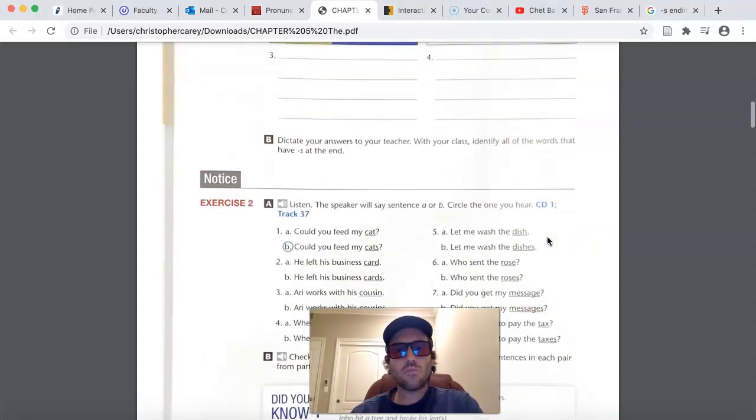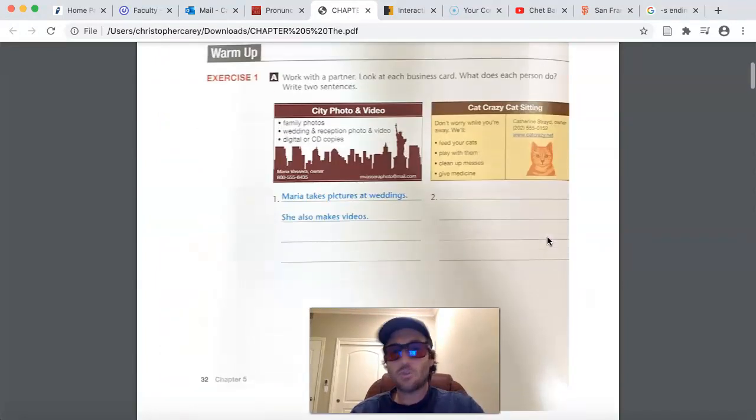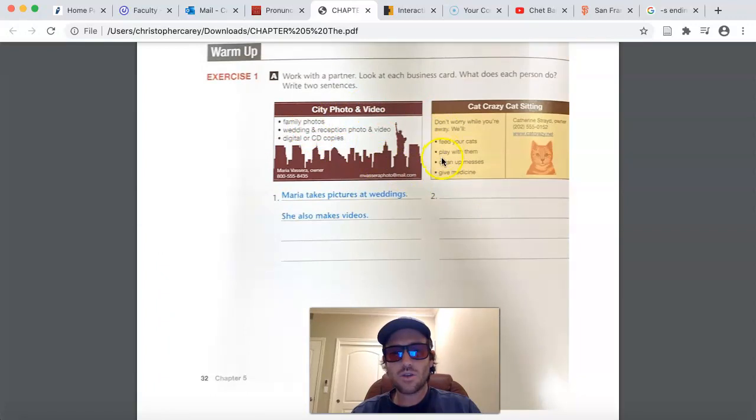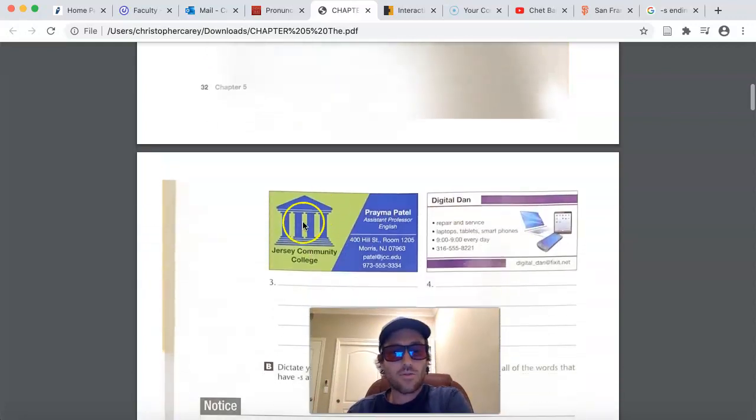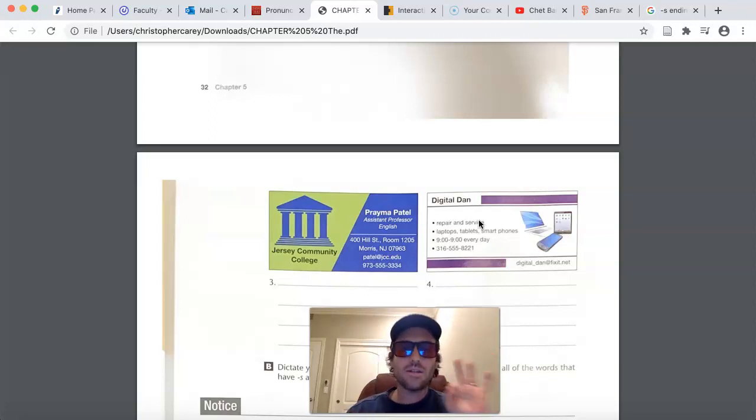And that's what this first warm-up was doing, the warm-up that we did just a moment ago. We took all of these verbs here and we needed to add an S ending because we're talking about someone, Catherine in this case, or Maria in this business card. We didn't talk about 3 and 4, but Prima teaches English at Jersey Community College. And Digital Dan, what does he do? He repairs and services laptops. We need to add the S there. Why? Because we're talking about someone in the third person.